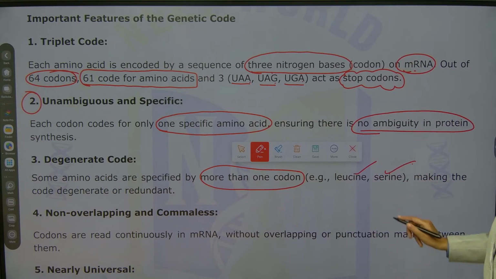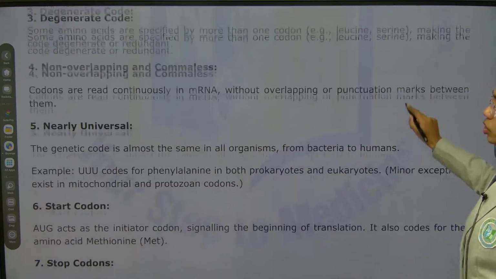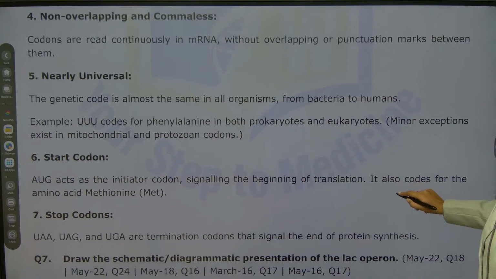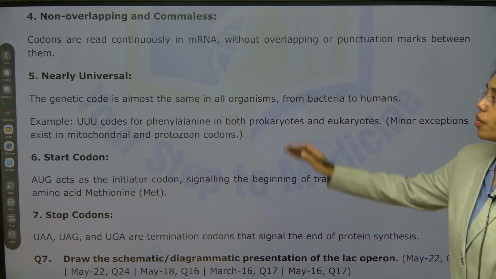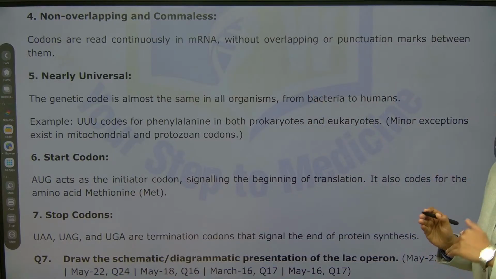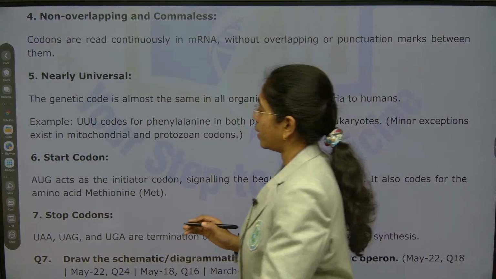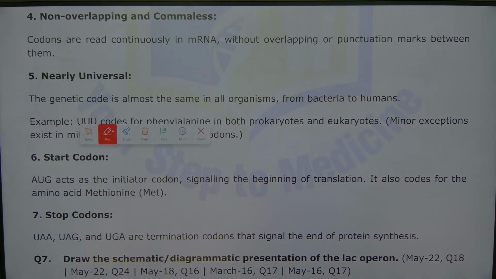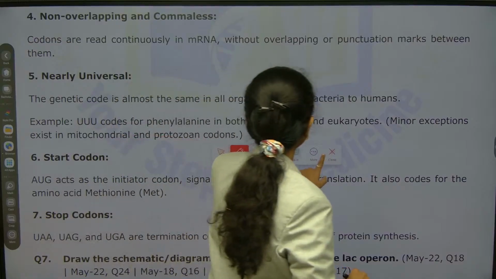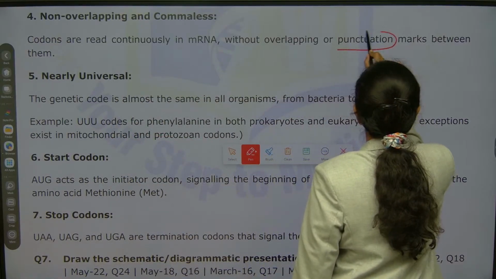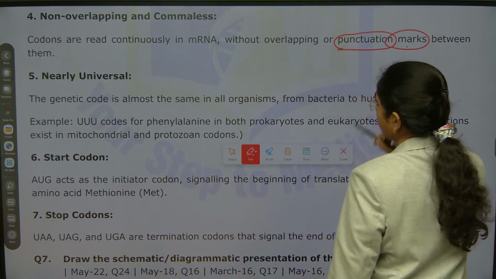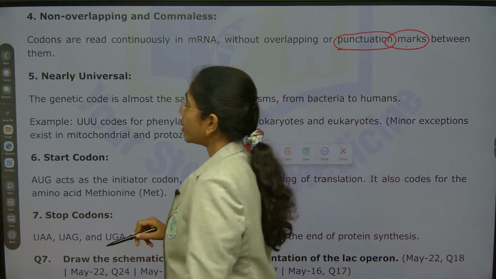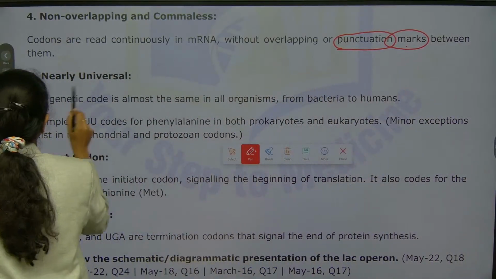And then non-overlapping and comma-less. This is one more feature, where codons are read continuously in mRNA without overlapping and without punctuation marks. Next, the genetic code is nearly universal.